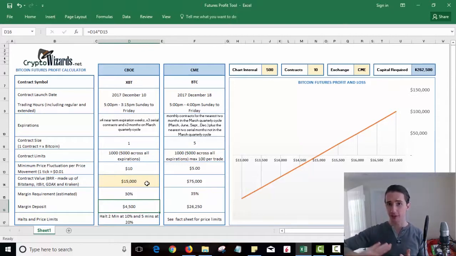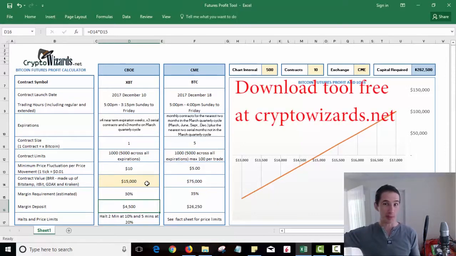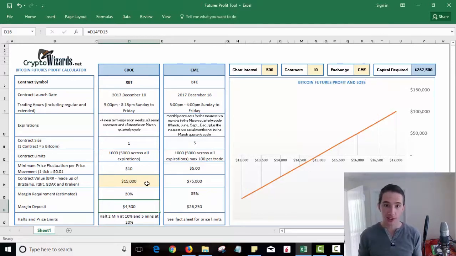So to get the benefit of the same price movement as if I own Bitcoin, I only need 30% of the capital, which is really good when just talking about the margin. It's going to be 35% on the CME when they open on December the 18th, but still the same principle holds, that I need less money to place a trade and I can get the same returns, which is called leverage.